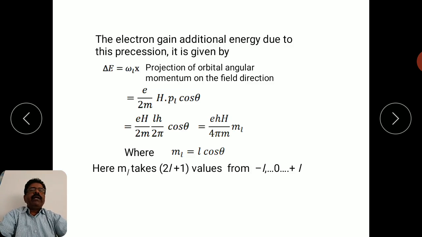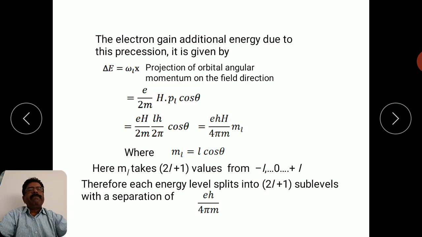So ml, you know that quantum mechanically we have seen that this ml can take all the 2l plus 1 values from minus L to plus L. So depending on L, there will be a certain number, 2l plus 1, of values of ml. Therefore each energy level splits into 2l plus 1 sublevels with a separation of eh upon 4 pi m, this term eh upon 4 pi m. So L is crucial here.